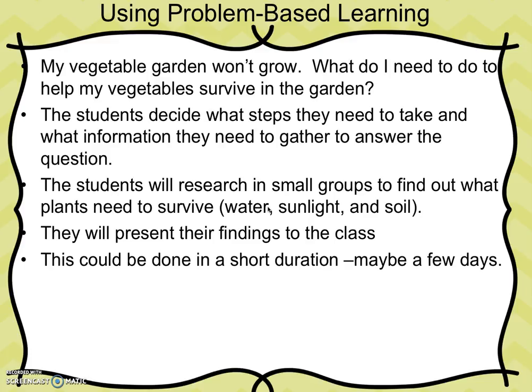They need water, sunlight, and soil. But that question is open-ended. It doesn't give them choices. They have to actually figure it out themselves. They might also get into what type of climate the plants need and seeing if that is within our local climate. And they will present their findings to the class.